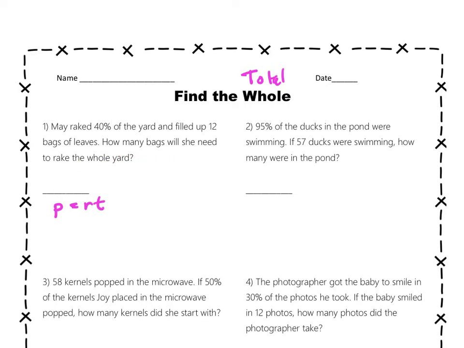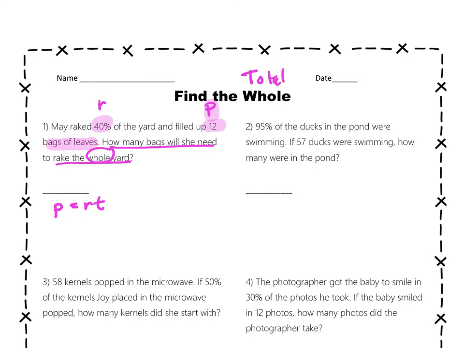We're going to start by highlighting important information. The minute I see a percentage, I know that is representing my percentage rate. So we can substitute 40% where the R is. Next, I see 12 bags. She filled 12 bags of leaves, so that is part of the entire amount of bags she's going to need. The question is, how many bags will she need for the whole yard? They give us a clue word there.